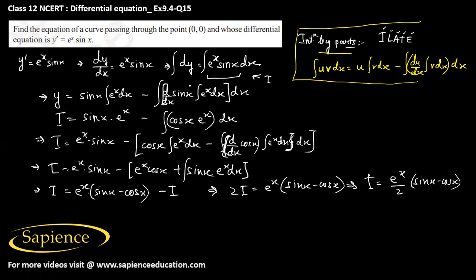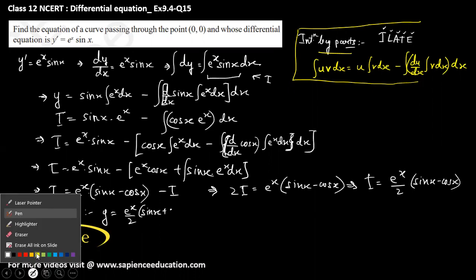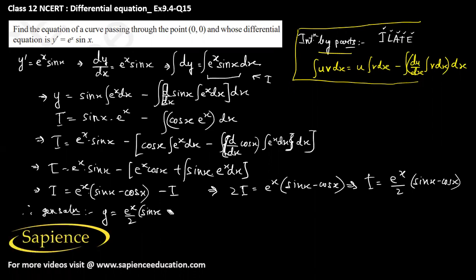Okay. So now integral dy is y. Therefore, the general solution of this given differential equation is y equals e power x by 2 times sine x minus cos x, plus c. So now c is the arbitrary constant, which can be determined by the fact that it is given that the curve passes through the point 0, 0.